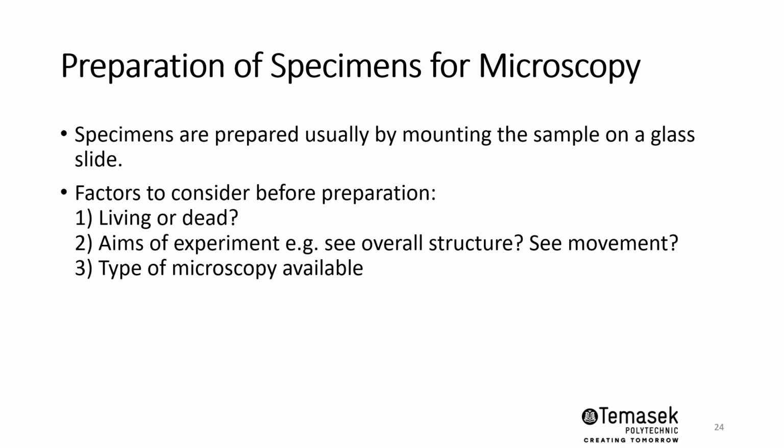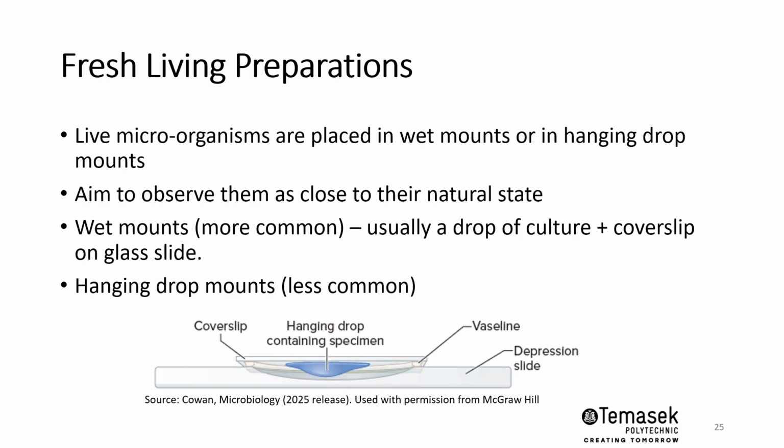For fresh living preparations, these are typically done for live microorganisms. They are either placed in a wet mount or in a hanging drop mount. Wet mounts are typically done more commonly, using a drop of the culture with a cover slip on the glass slide. The less common method is the hanging drop method.